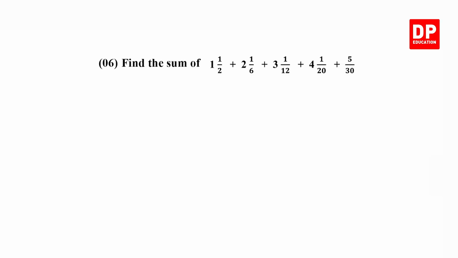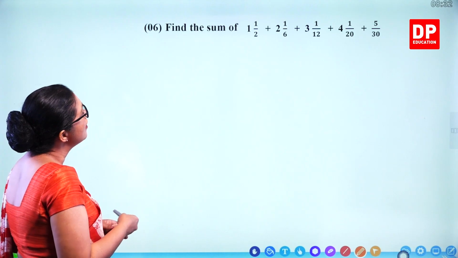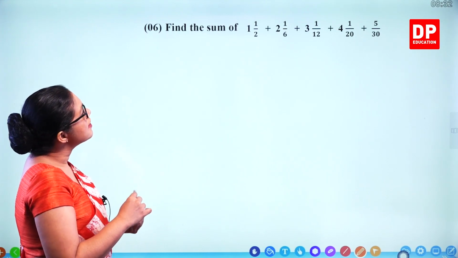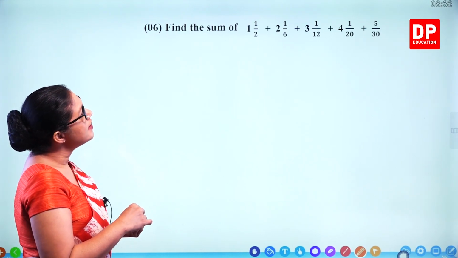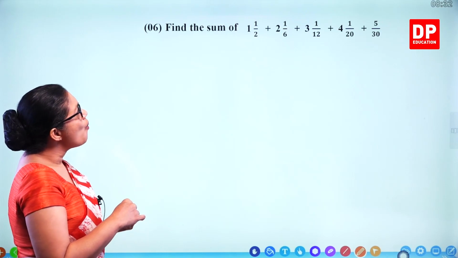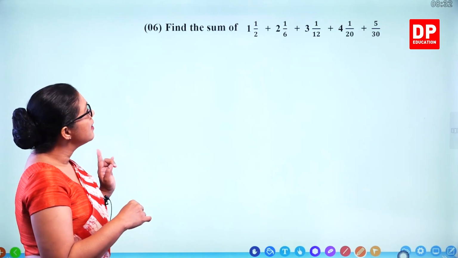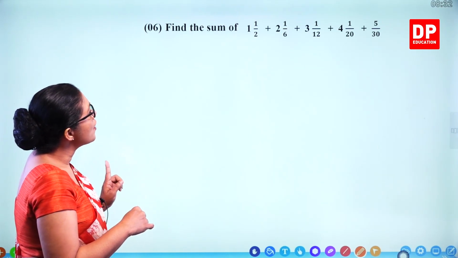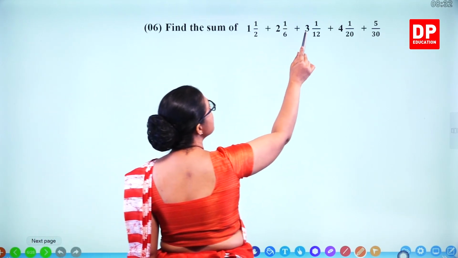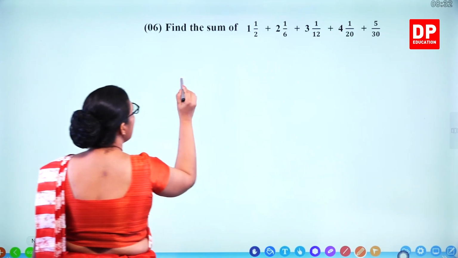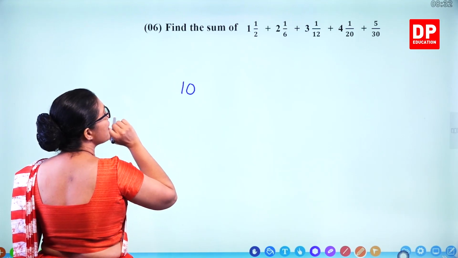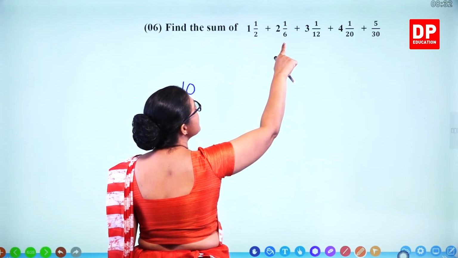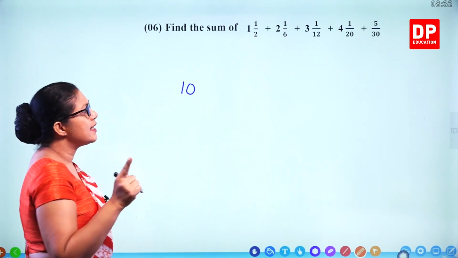Question number 6. Find the sum of these fractions. Mixed numbers are there and a proper fraction there. So we can first add whole numbers. 1 plus 2, 3. 3 plus 3, 6. 6 plus 4, 10. 10 parts are there. Now, denominators are 2, 6, 12, 20, 30.